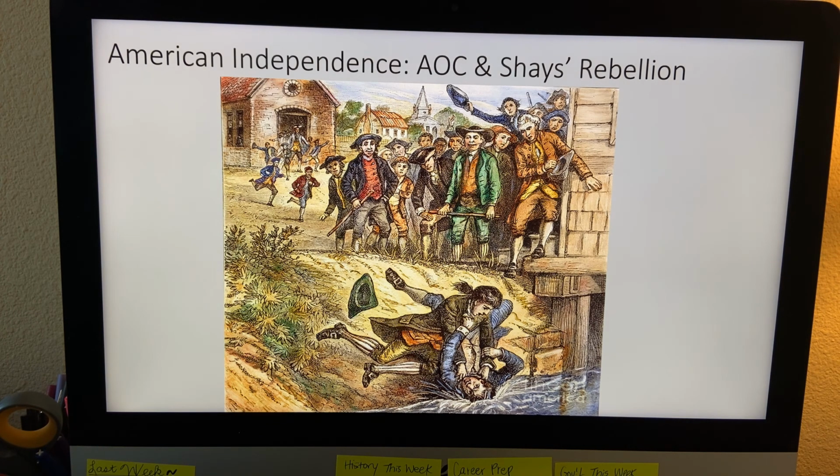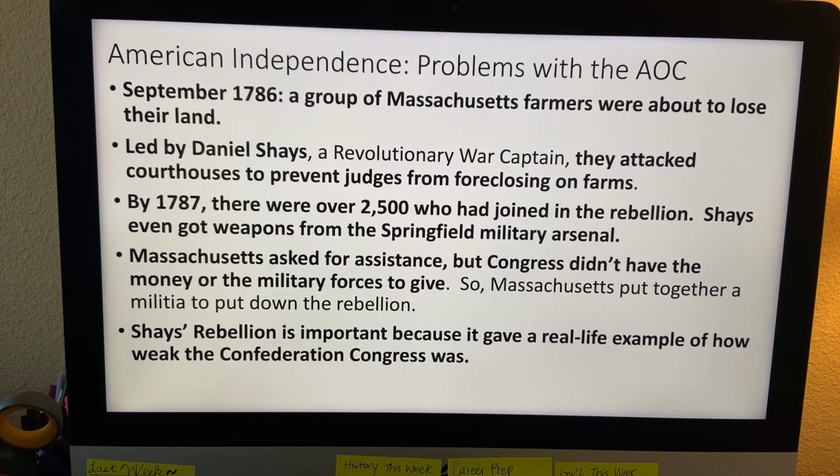So, in class, we took a look at this painting, this drawing, and we are going to talk briefly about Shays' Rebellion. And you guys are going to do this online as well. So, in September 1786, there was a group of Massachusetts farmers who were about to lose their land because they had borrowed money and the bank was calling in the loan, and they don't have the money to pay it back.